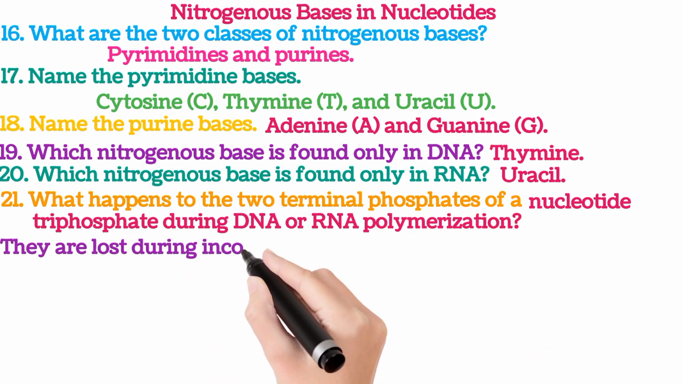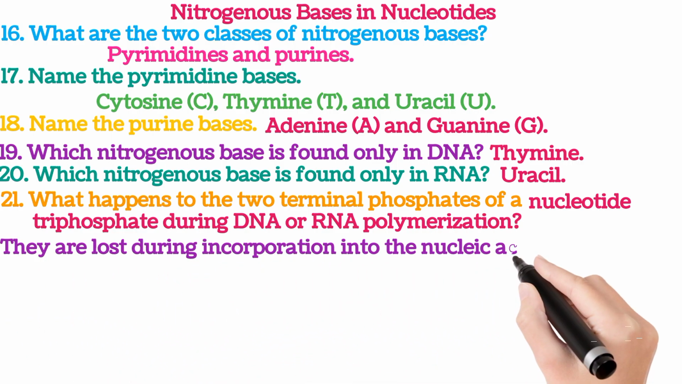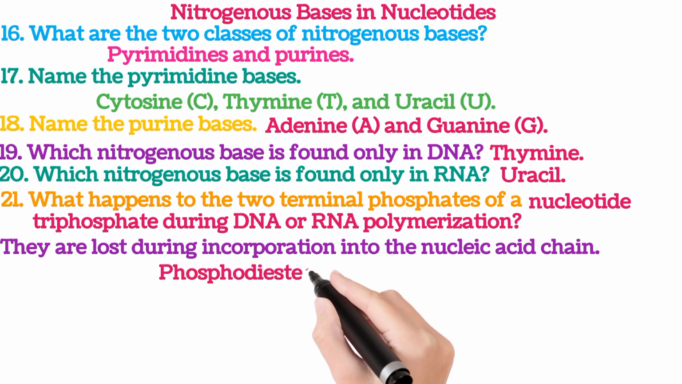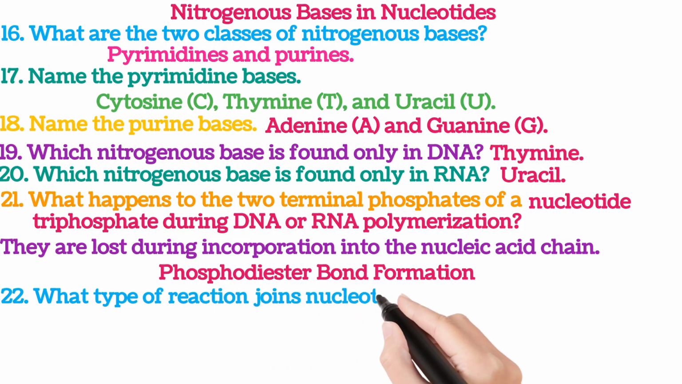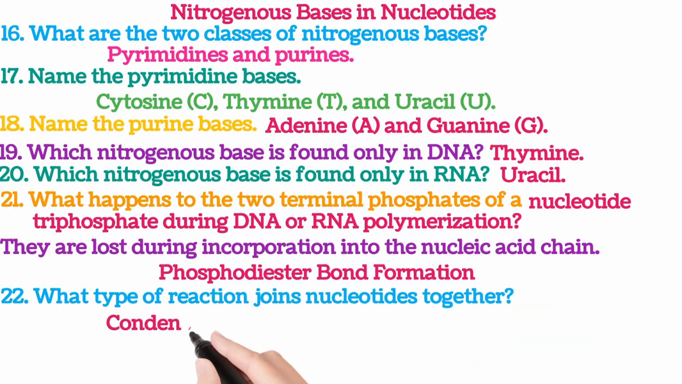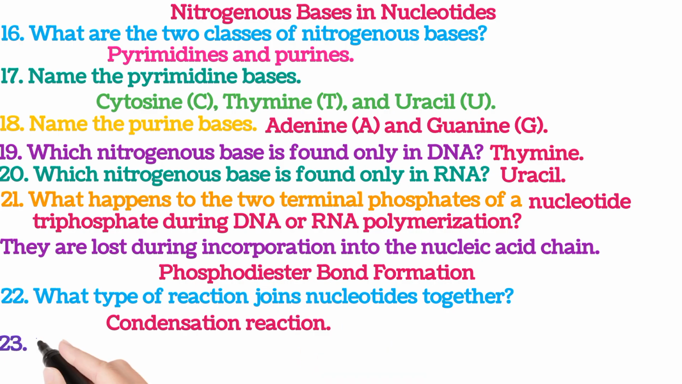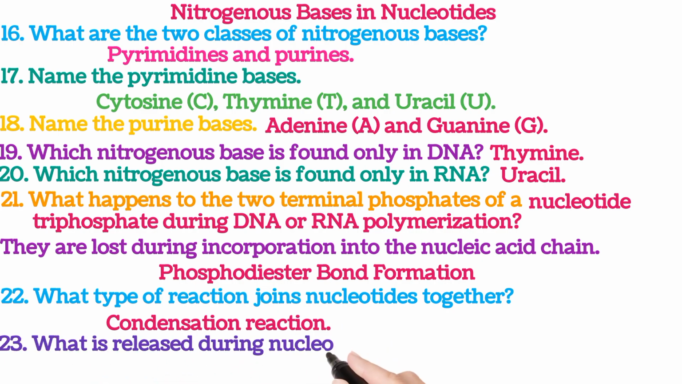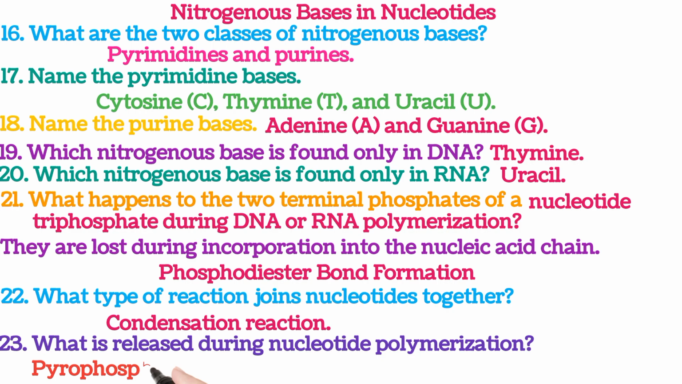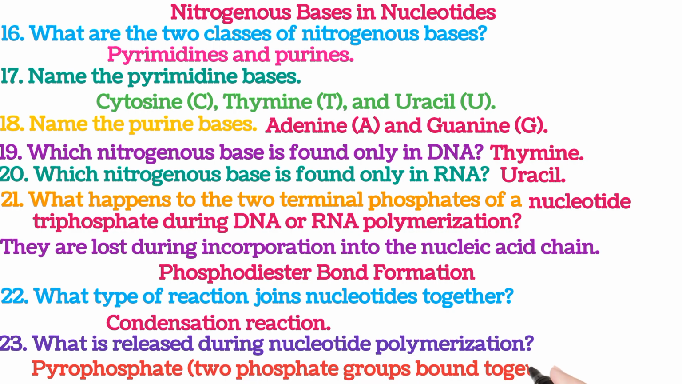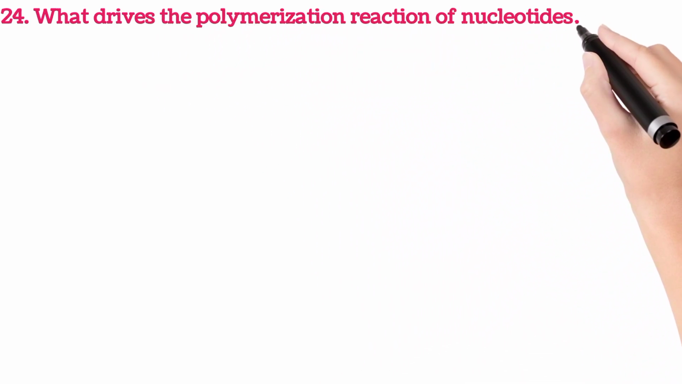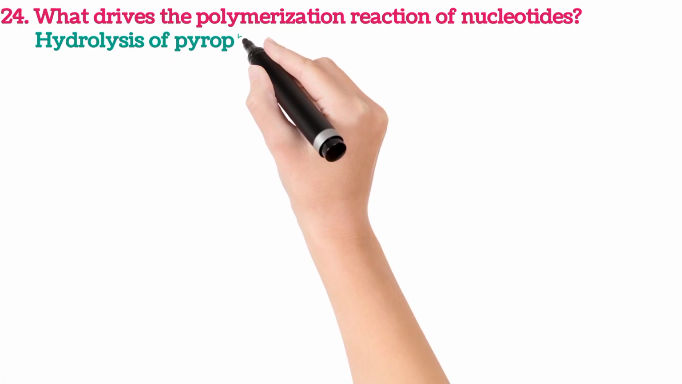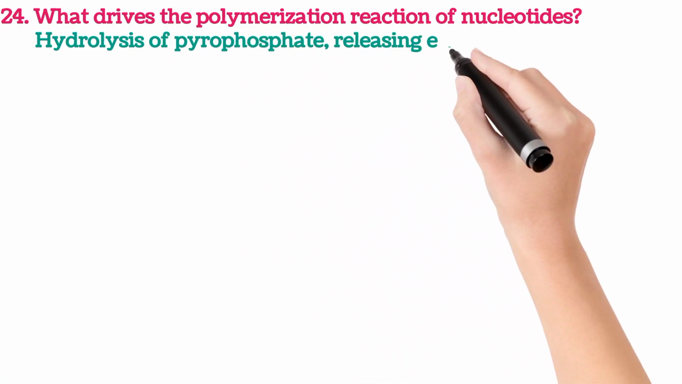They are lost during incorporation into the nucleic acid. Phosphodiester bond formation. 22. What type of reaction joins nucleotides together? Condensation reaction. 23. What is released during nucleotide polymerization? Pyrophosphate, two phosphate groups bound together. 24. What drives the polymerization reaction of nucleotides? Hydrolysis of pyrophosphate, releasing energy.